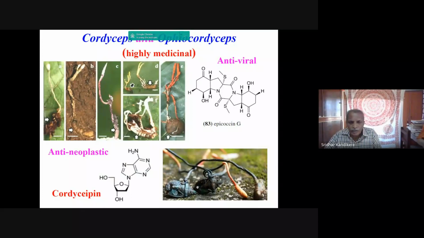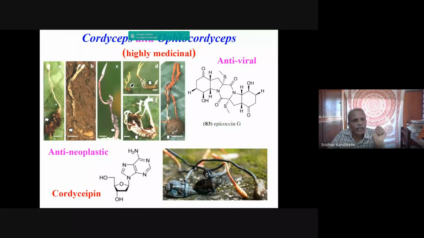See, this is the insect, the stink bug, from whose thorax it has grown, and they are very strong and not fragile. It is not possible to bend or break this so easily. So this is the perfect state of your Cordyceps. They produce cordycepin, which is anti-neoplastic in nature.